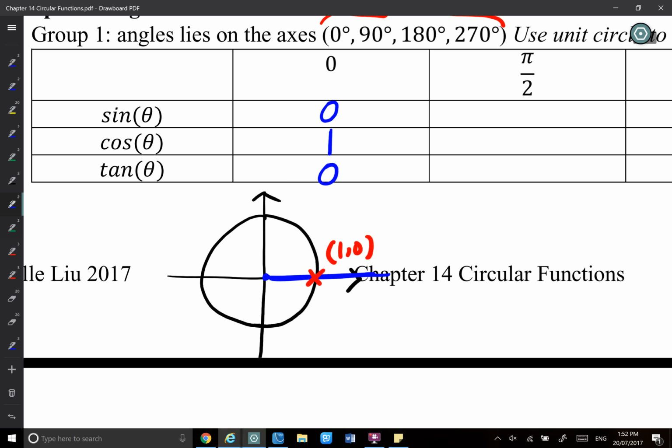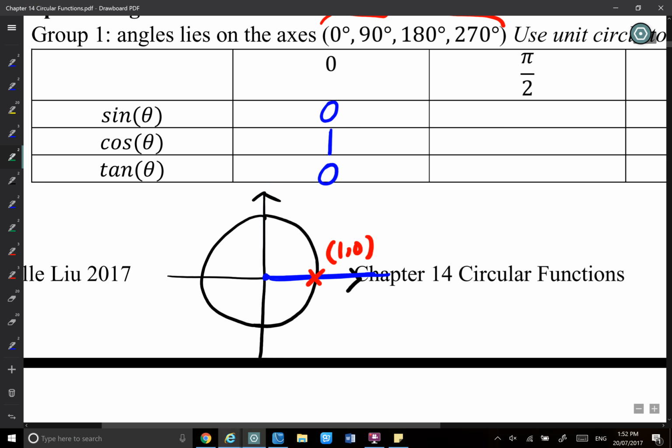Pi is 180 degrees. Divide by 2, 90 degrees. You should get used to this notation. Pi over 2 will be 90 degrees. So where is 90 degrees? Up. So turn 90 degrees this way, which is this line here.